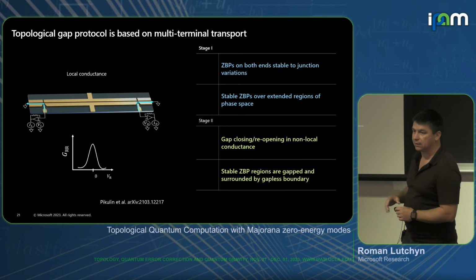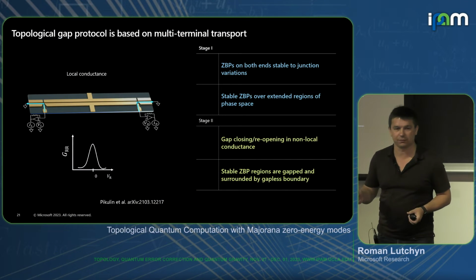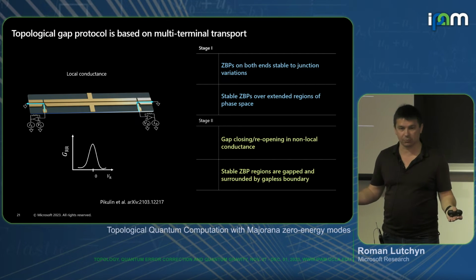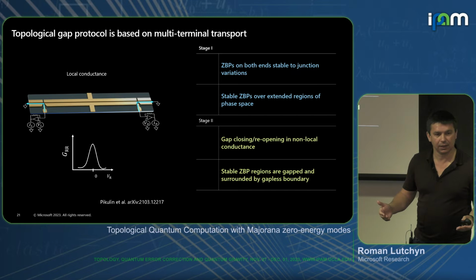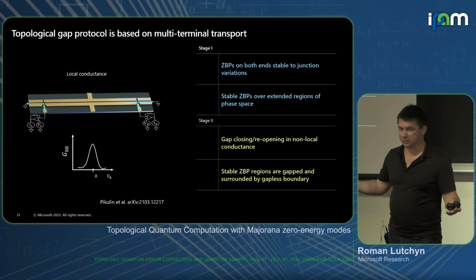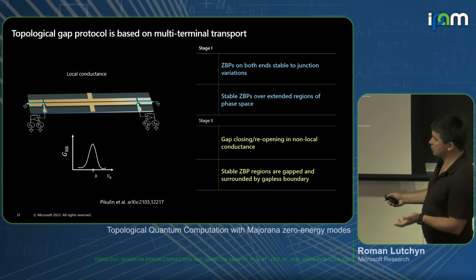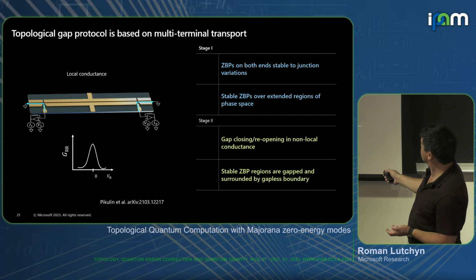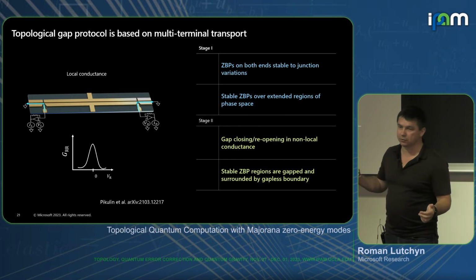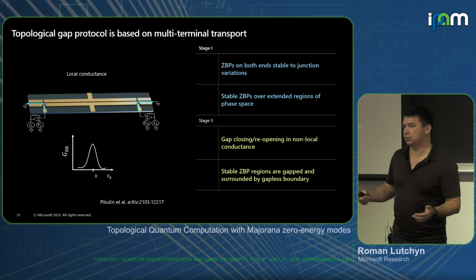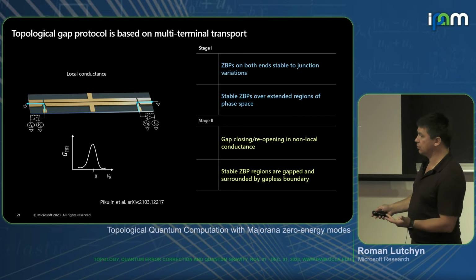Stage one tests whether you have zero energy states at the end of the wire. The phase has to have zero energy states, and they have to be stable with respect to perturbations. That's what topology gives you: stable zero bias peaks. So we test the stability of these zero bias peaks on opposite ends of the wire through local conductance measurements. We measure them on both sides, wiggle conductances and barriers on both sides over a certain range, and make sure that they're stable over that range. So that's stage one.